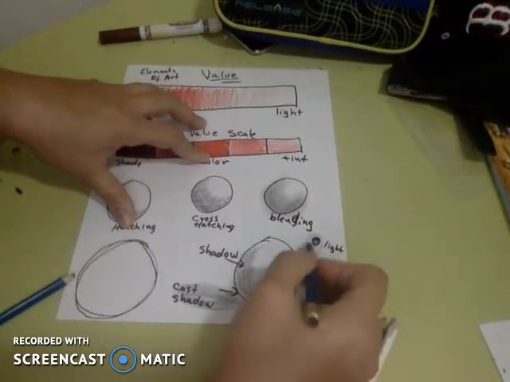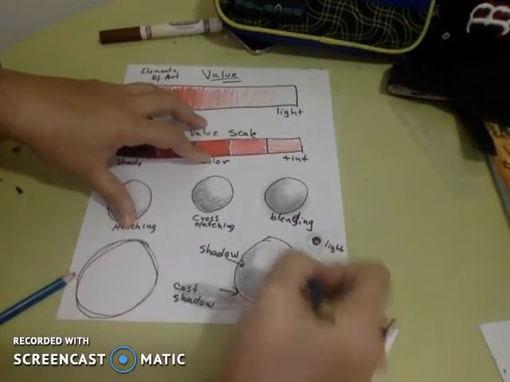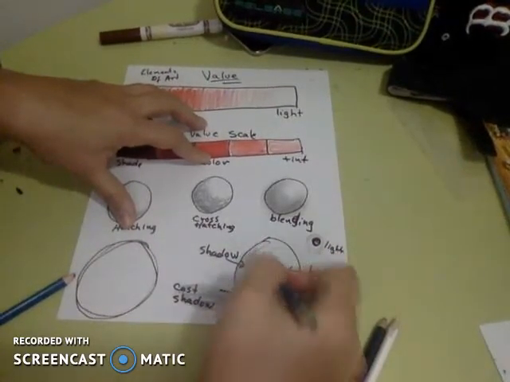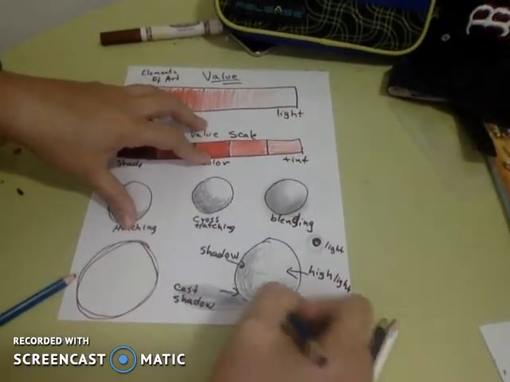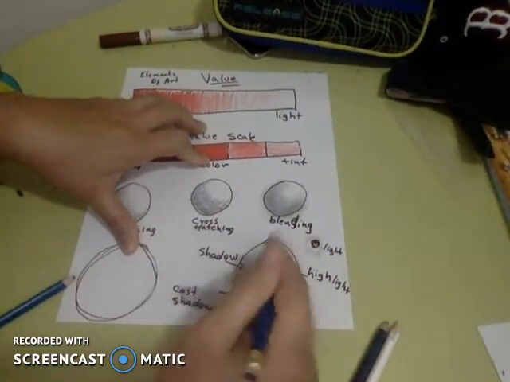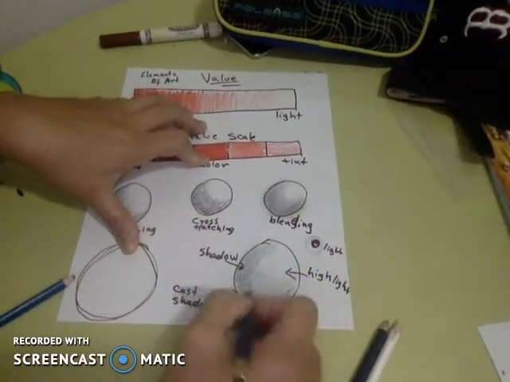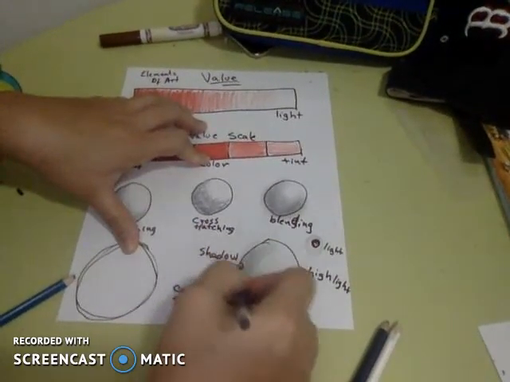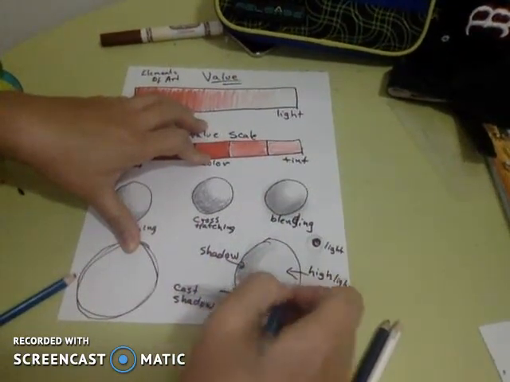So if the light source is here, the highlight will be here. So if our highlight is there, we need to make sure that we are hatching or cross-hatching, or you could do all three. If you want to do blending and do cross-hatching and hatching, you can combine them. It's your choice, as long as you know their names, and I know you know hatching.